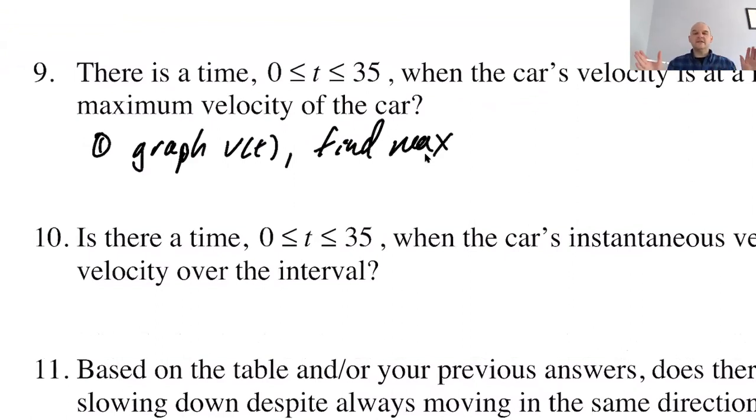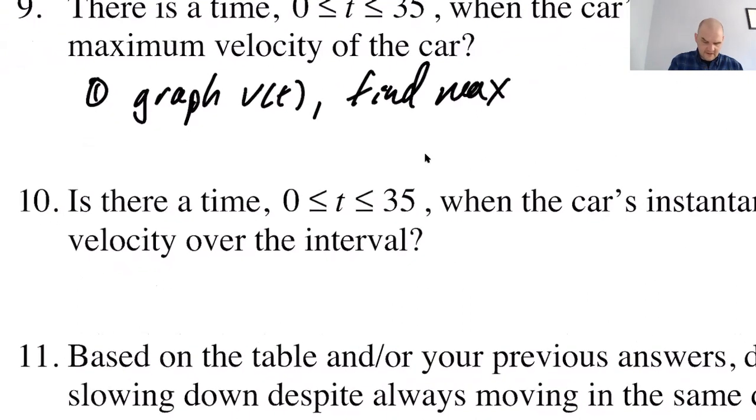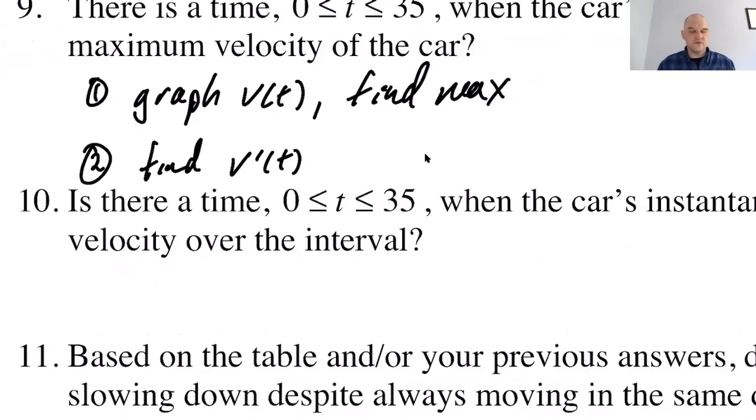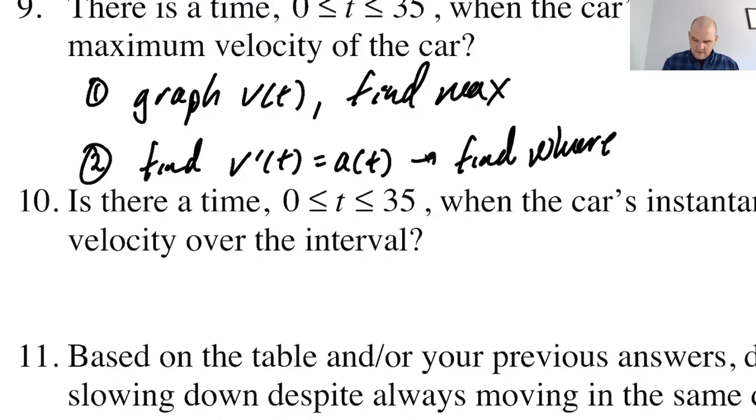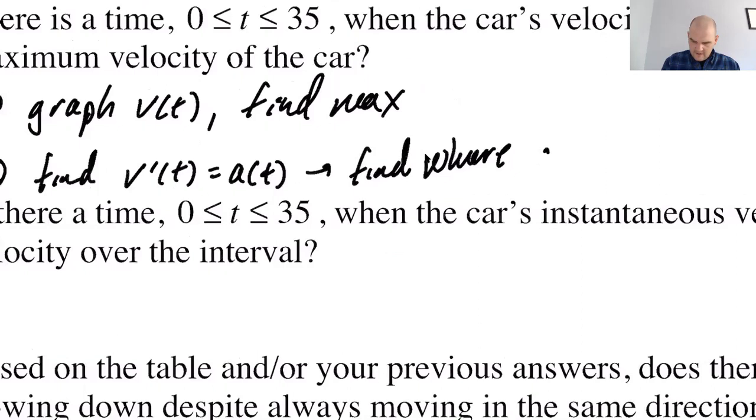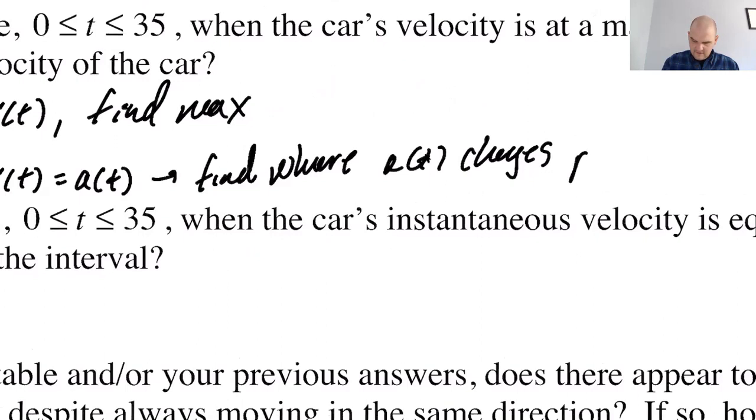I think a better idea is, what if I found the derivative of velocity and found where the derivative of velocity changes from positive to negative? So I'm going to find v prime of t, which, if you're in physics or you just pick this up along the way, you know that's the acceleration. Find that, and then find where a of t changes from positive to negative.